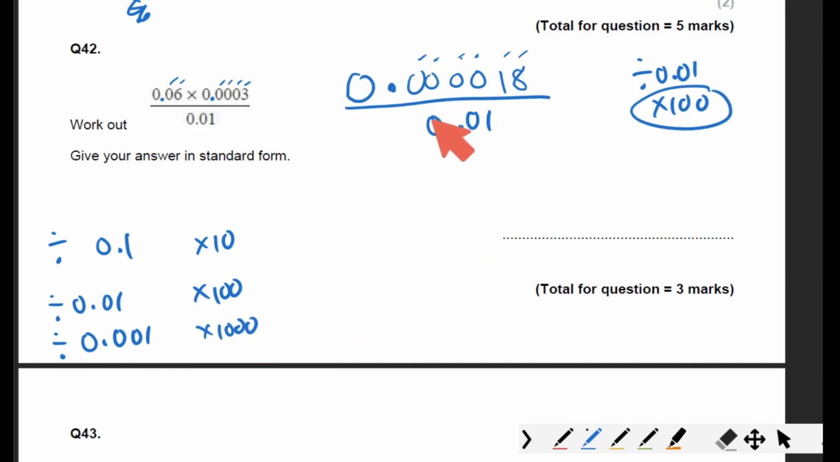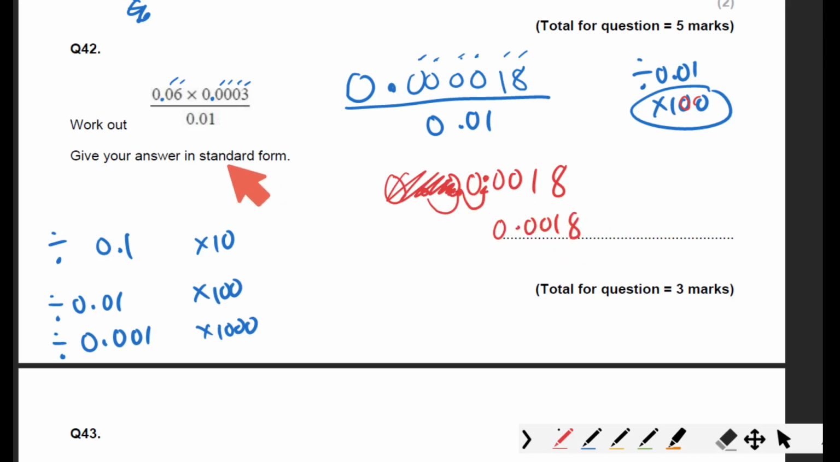When you times the numerator by 100, just think about the decimal point moving to the right. So it feels as if the decimal point has moved 2 places to the right. 1, 2. So all of that is gone now, right? So the decimal point is right there, 0.0018, but that's not standard form.